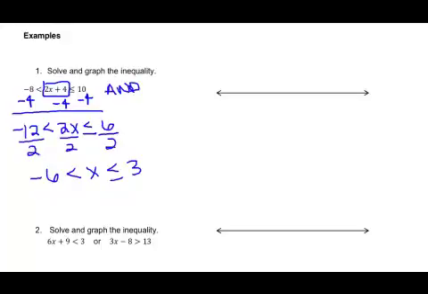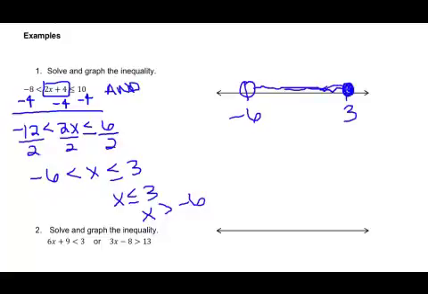Now another way of writing this would be x is less than or equal to 3 and x is greater than negative 6. So if we graph this on our number line, we need negative 6 and we need 3. Negative 6 we're going to have an open circle because it's less than. And 3 we're going to have a closed circle because it's or equal to. And again, we want less than 3, but we also want greater than negative 6. So it's going to be this area in between the two numbers, so between negative 6 and 3.